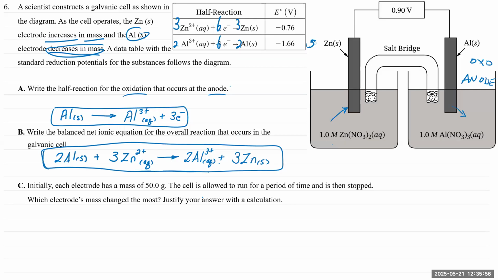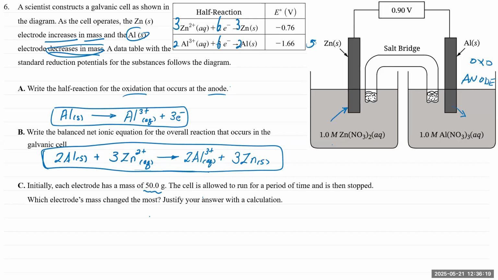Let's go to C. Initially, each electrode has a mass of 50 grams. The cell is allowed to run for a period of time and then stopped. Which electrode's mass changed the most? Justify your answer with calculation. Now, there are many ways to do this, right? I guess you could start with the 50 grams and convert to number of moles, but I think that's unnecessary.